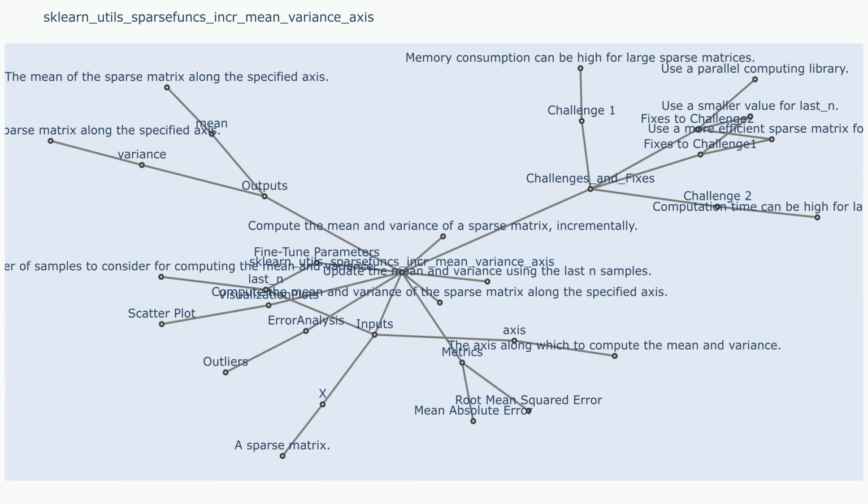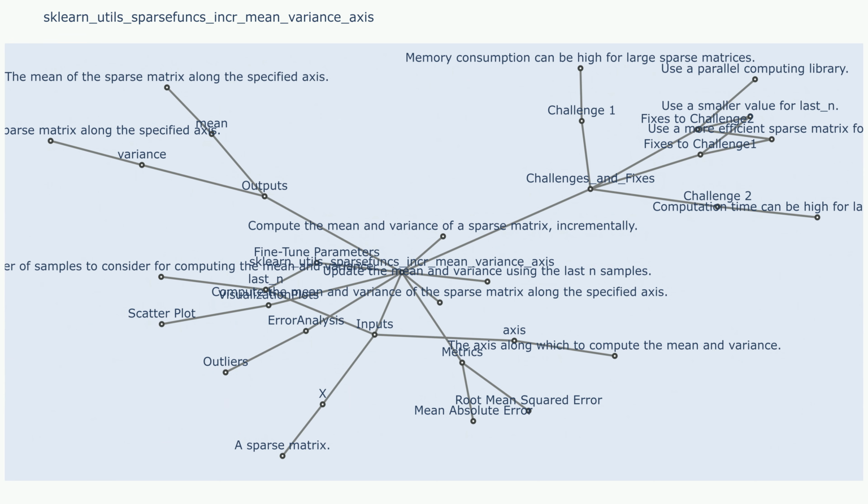Visualization plots. Scatter plot. A scatter plot showing the relationship between the original data and the calculated mean and variance. Histogram. A histogram showing the distribution of the data and the calculated mean and variance.